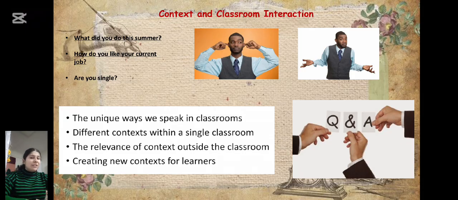So let's imagine that you're a teacher and your students ask you, what did you do this summer? How do you like your current job? Are you single? How would you answer these questions? And is this the right way to answer them in a classroom? Maybe you can say no or yes, but these answers are different in the context.